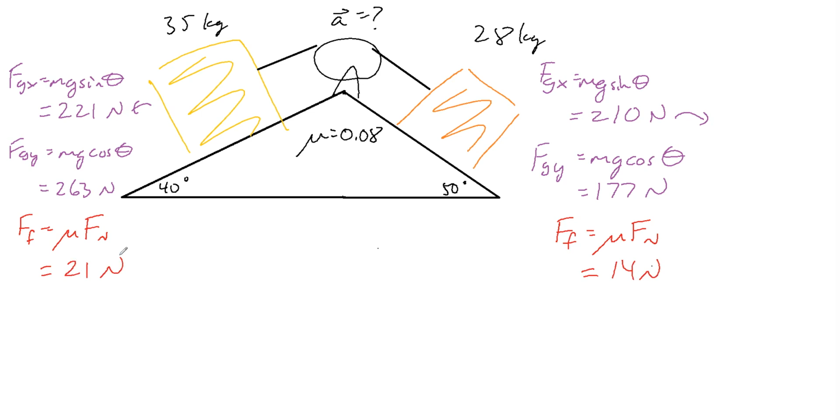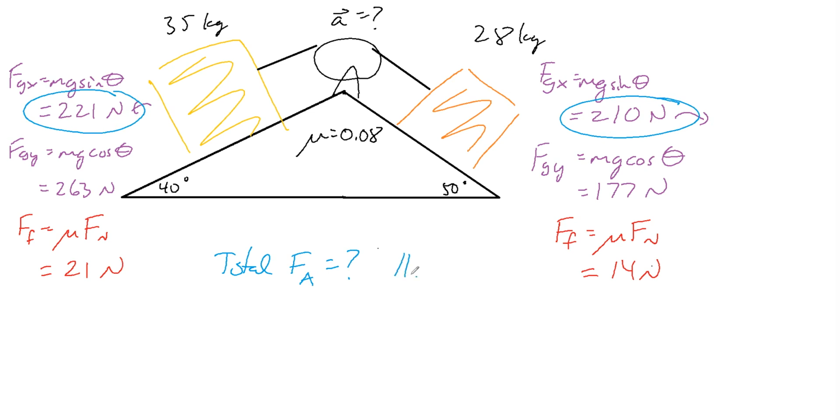Now let's see if I can piece things together here. So what I like to do is find my total applied force. So how much is trying to move this thing? Well, that'd be my FGXs trying to move it. I've got 221 going to the left, and I've got 210 going towards the right. So they're pulling opposite directions, so I will subtract the two. So it looks like I've got 11 newtons towards the left. So that's my total applied force. That's what's trying to move it.